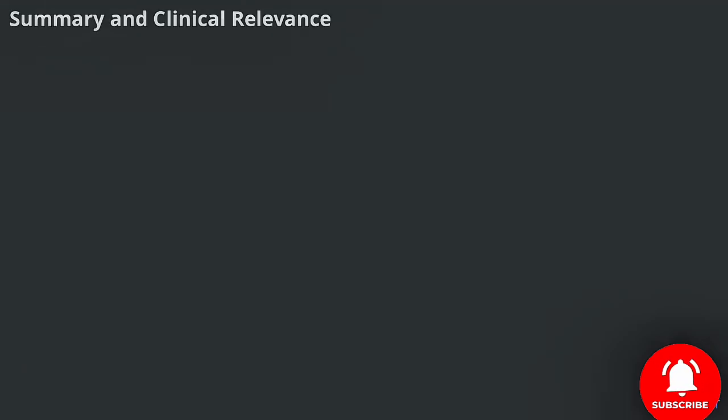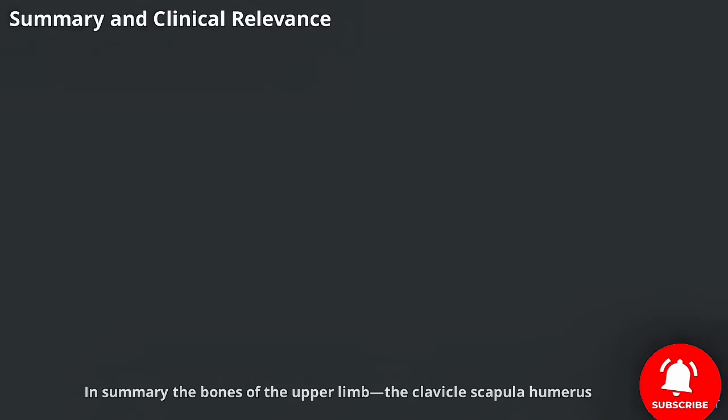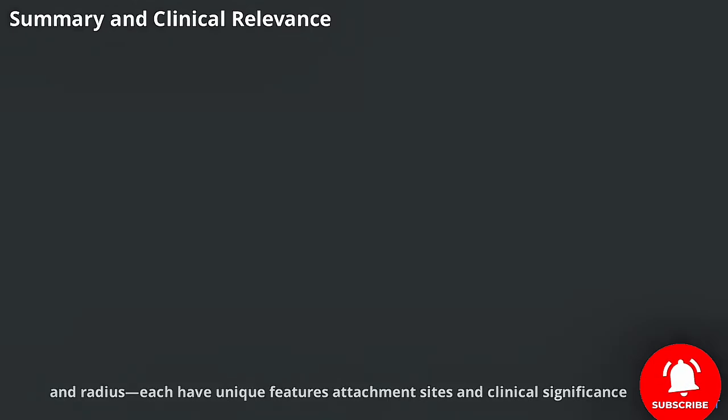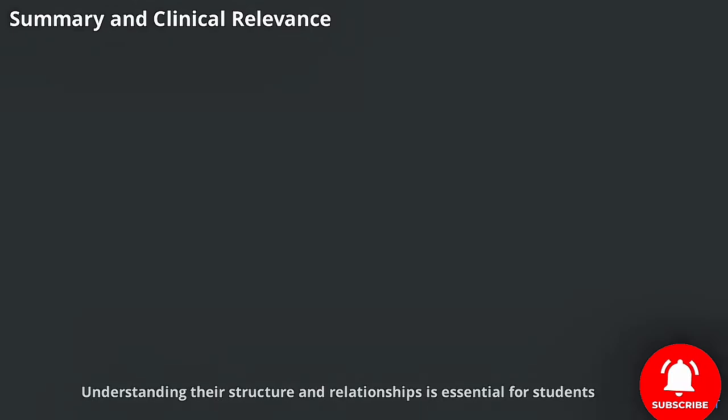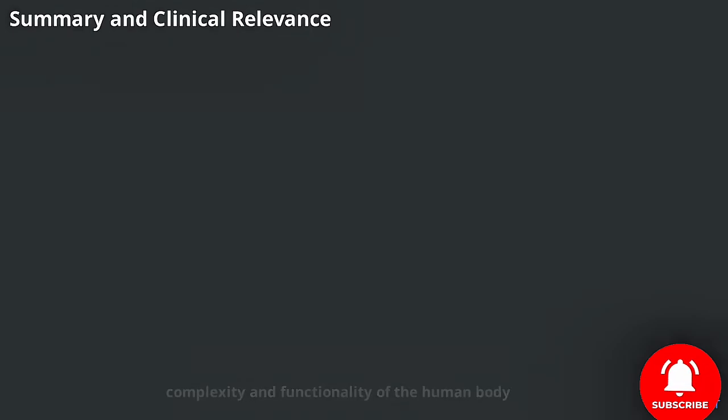Summary: the bones of the upper limb, the clavicle, scapula, humerus, and radius, each have unique features, attachment sites, and clinical significance. Understanding their structure and relationship is essential for students, clinicians, and anyone interested in human anatomy. From evolutionary adaptations to common injuries, the upper limb bones illustrate the complexity and functionality of the human body.